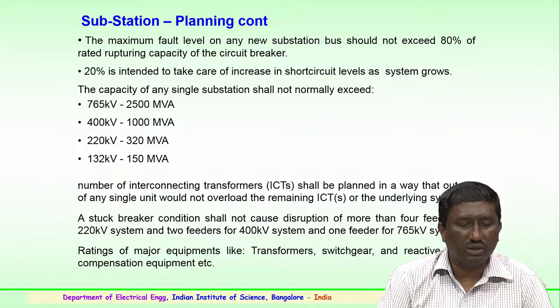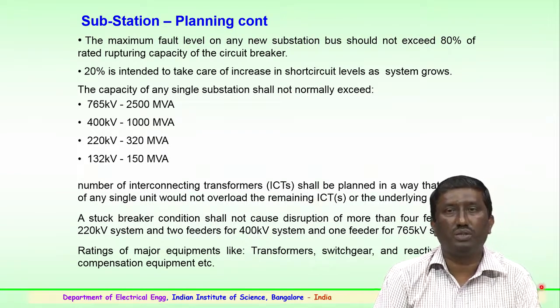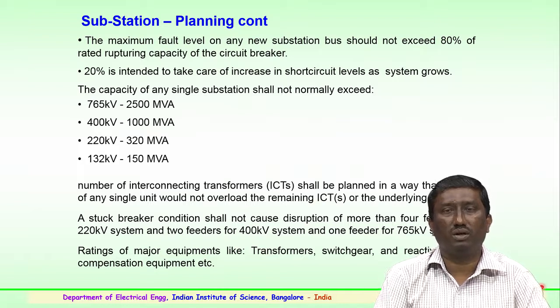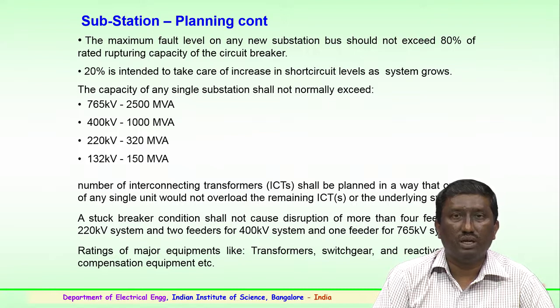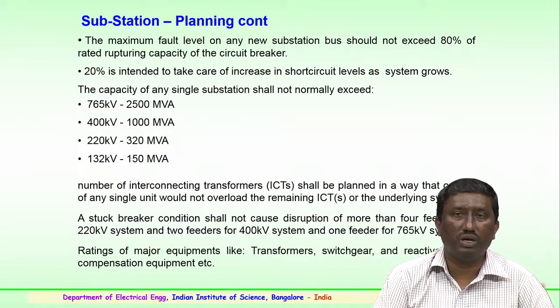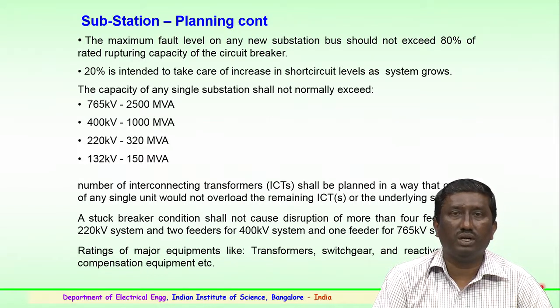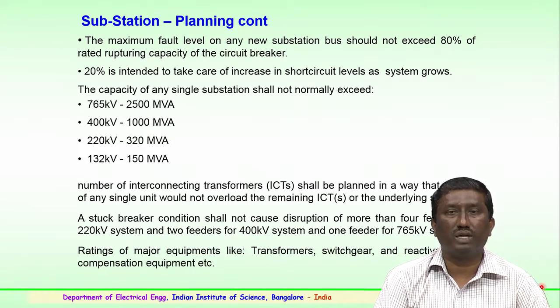Continuing with the substation planning, the maximum fault level on any new substation which is to be planned should not exceed 80% of the rated rupturing capability of the circuit breaker. This point we have already discussed. This is mainly to ensure that the 20% margin takes care of the increase in short circuit levels in case of future growth of the transmission.